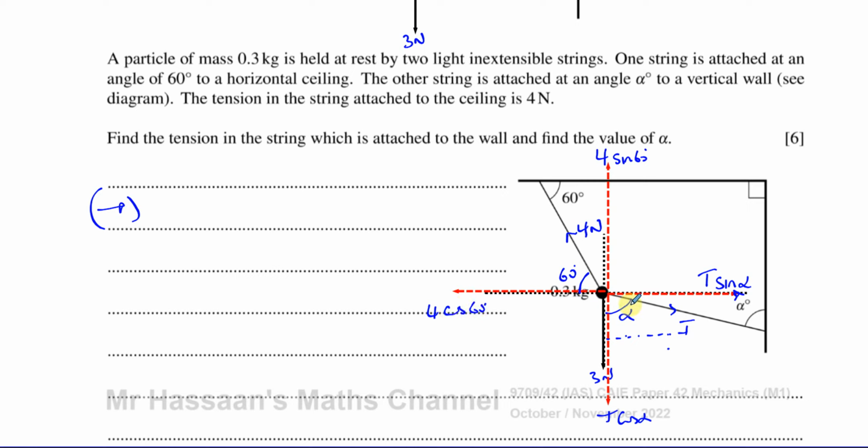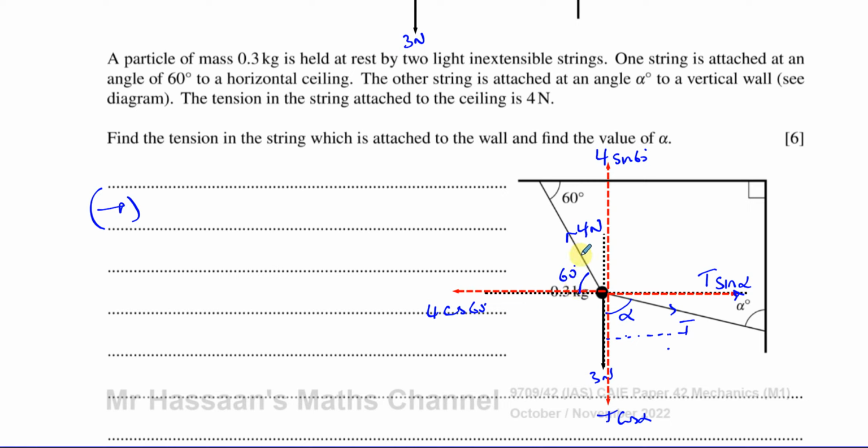So when you are resolving in a direction that's going away from the angle given, you use sine. When you're resolving in a direction that goes into the angle given, you use cosine. So here, I'm going to resolve in this direction. It's going to be 4 sine 60. If I did in this direction, it would be 4 cosine 60.